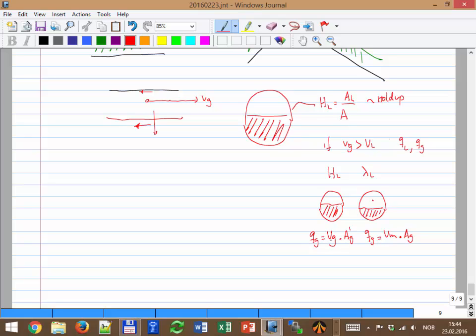Okay, this is the area prime of the gas, and this is the area of the gas. So when you have slip, when the phases are traveling at different speeds, the holdup of the liquid, or the volume fraction, is going to be different than the non-slip volume fraction of the gas in the non-slip case. So we are saying that the flow rate in both cases will be the same. Exactly.